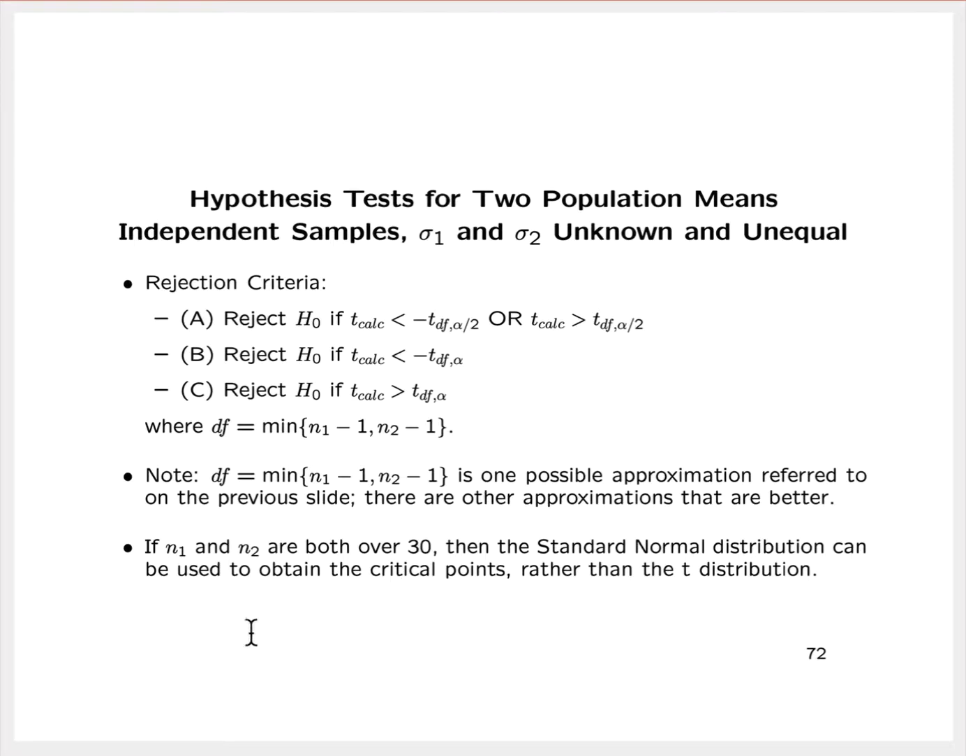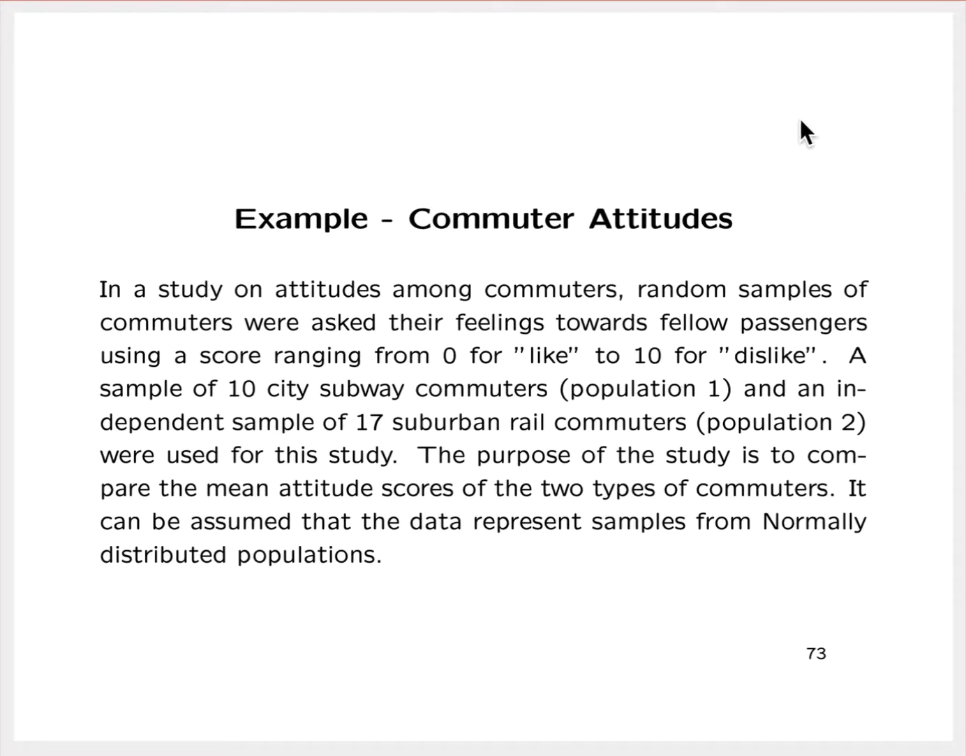If both sample sizes are greater than 30, then we could just use the standard normal distribution to get our critical points. And so then we would have z-values here for the critical points. So let's look at an example.